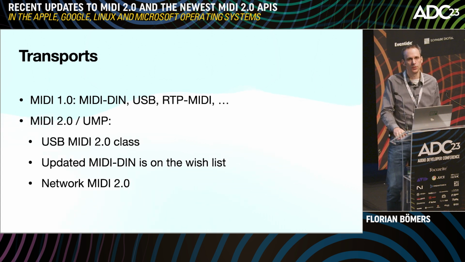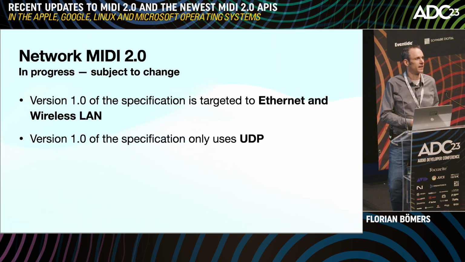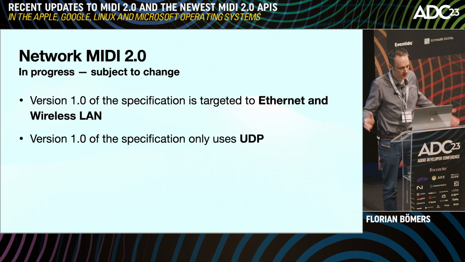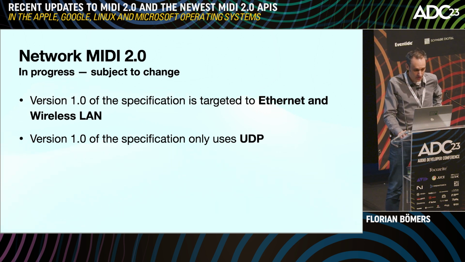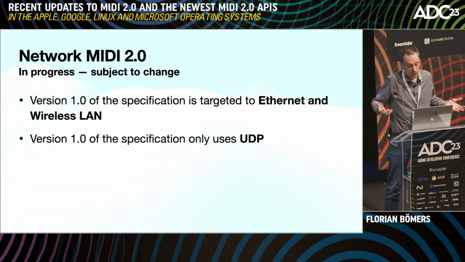However, the network MIDI 2.0 standard is progressing nicely. And here are some details about that. All of this is, again, not ratified yet, so subject to change. But I'm positive that it will not change much. We'll see. Anyway, the current state is that the first version of the network MIDI 2.0 specification will only target Ethernet and wireless LAN, so not suitable or not meant for internet use.